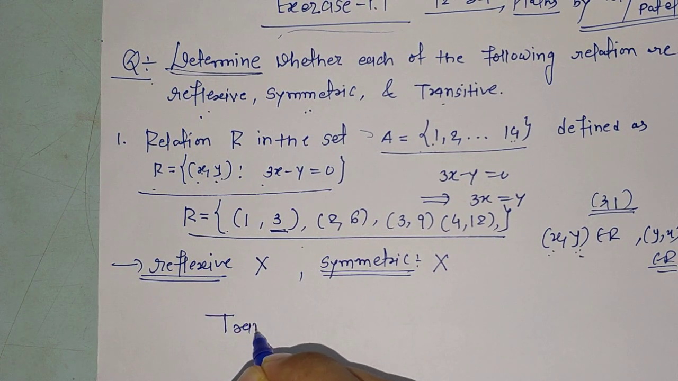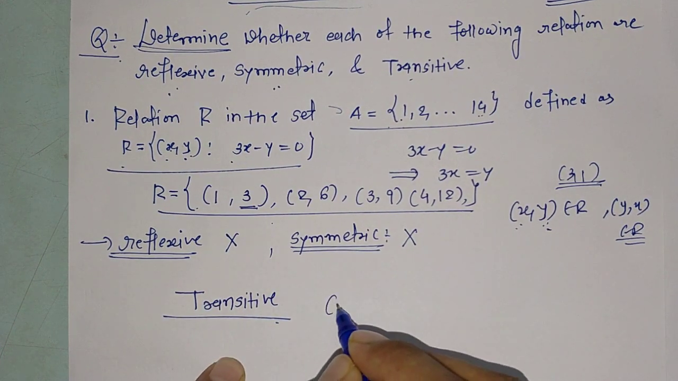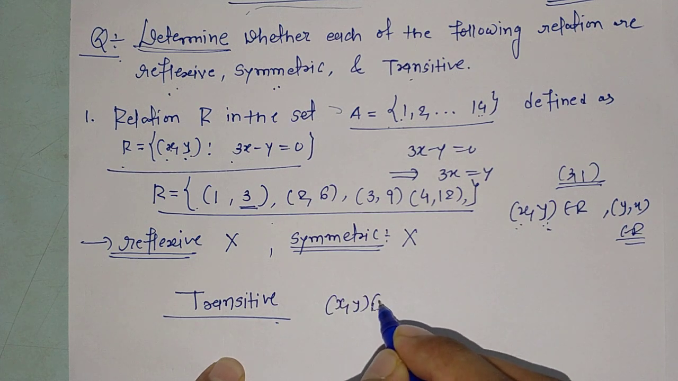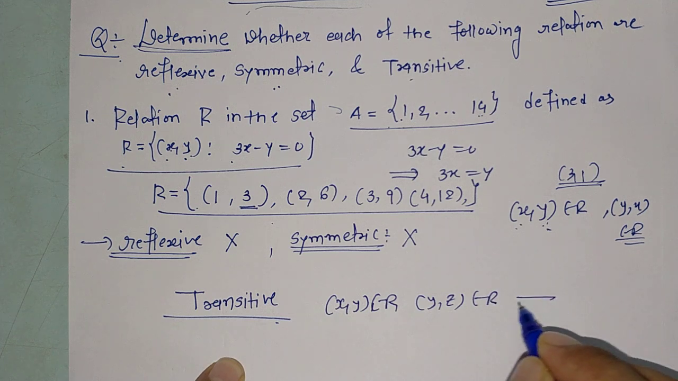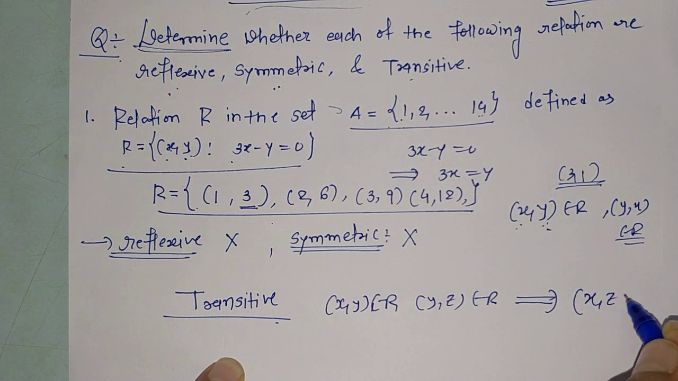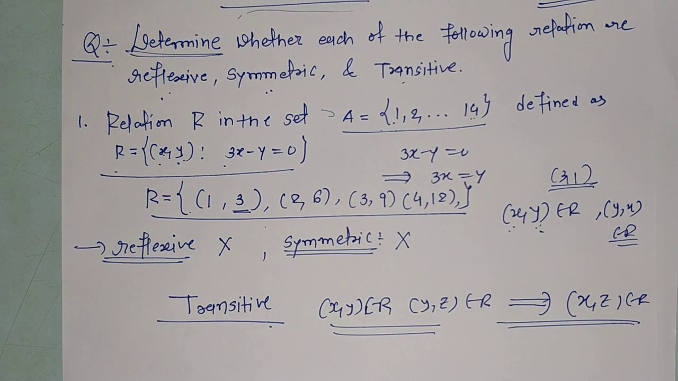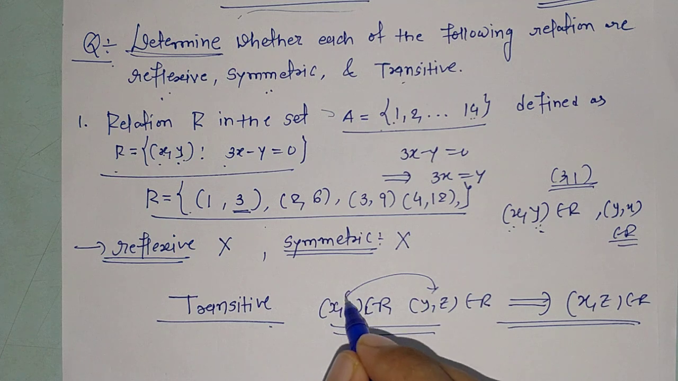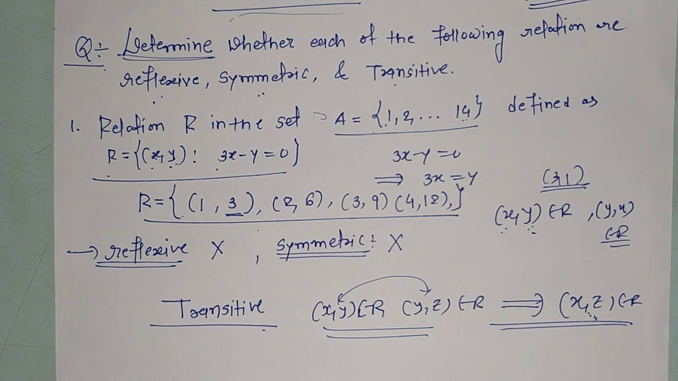Now transitivity. Recall the definition of transitivity. Transitivity says that if I find x comma y belongs to R and y comma z belongs to R, then it must imply x comma z belongs to R. If I find this kind of pair in R, then this must be in R. Then I can say that R is transitive.